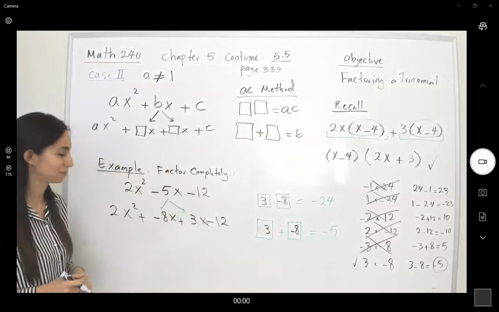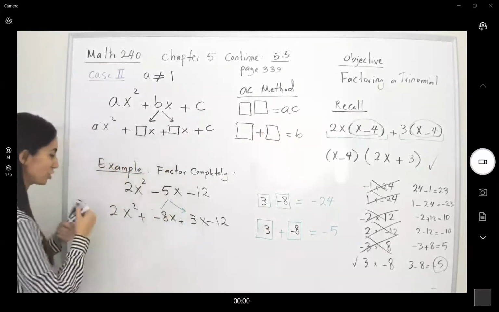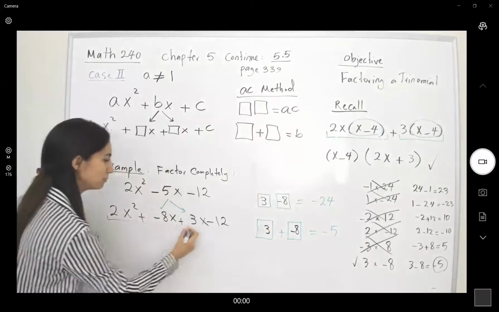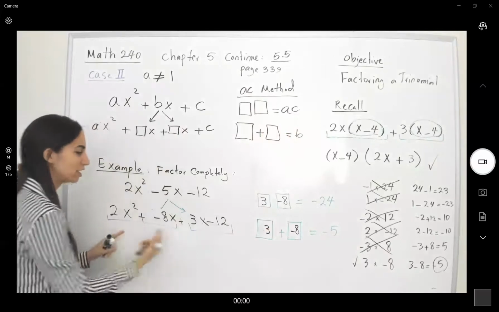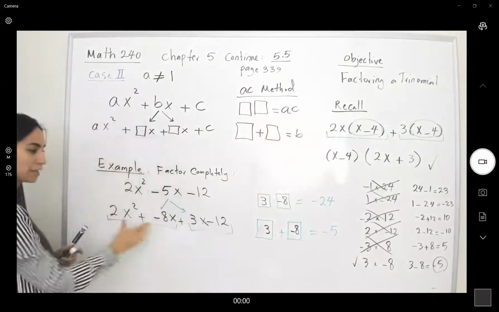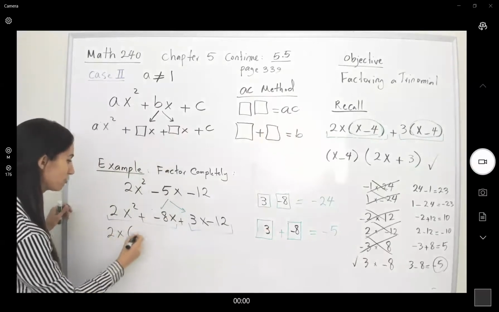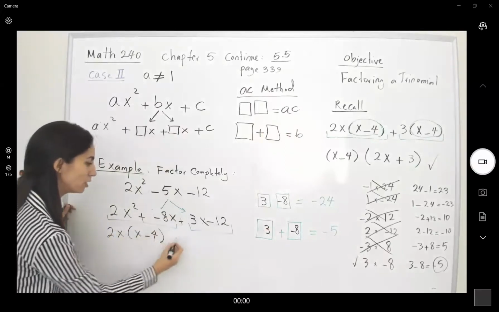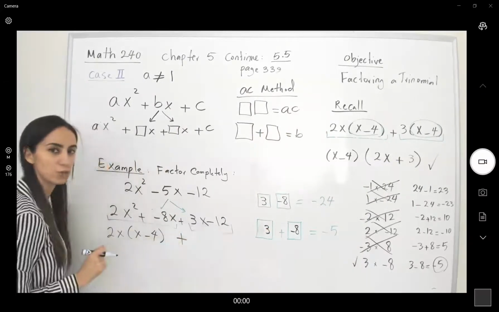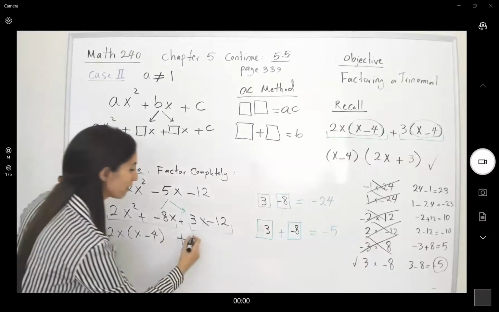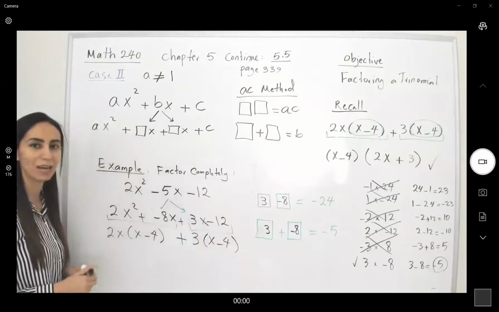So what's next? You have 4 terms. When you have 4 terms, you try to group them and find the greatest common factor in each group. In this group, the greatest common factor is 2x. So you are left with x minus 4 plus, remember, the operation in between is addition. Between these two terms, the greatest common factor is 3. So x minus 4.